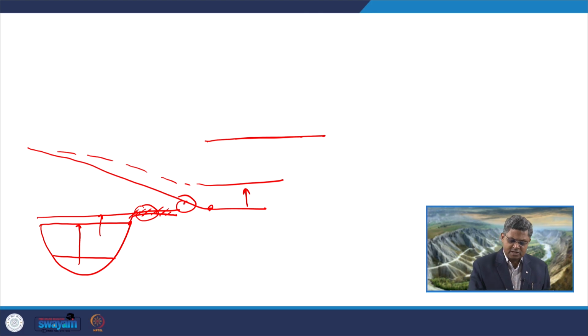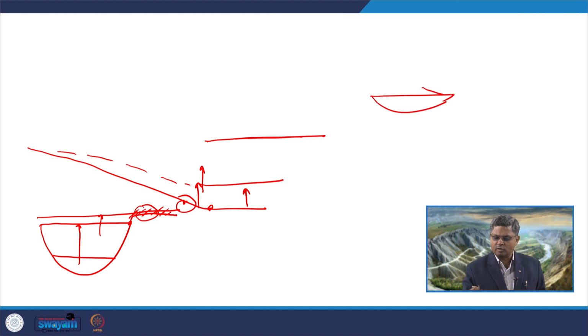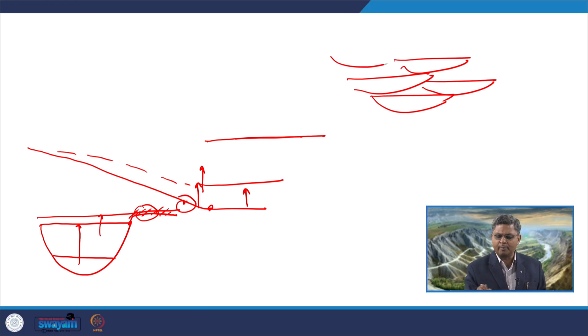So starting from this point to this point, or maybe when it is going further up, if I consider this in 3 dimensions, across the dip, across the strike, what do we expect now? Say you have one such channel fill deposit, followed by another such channel fill deposit, followed by another channel fill deposit. So we get this kind of amalgamated channel fill deposits.